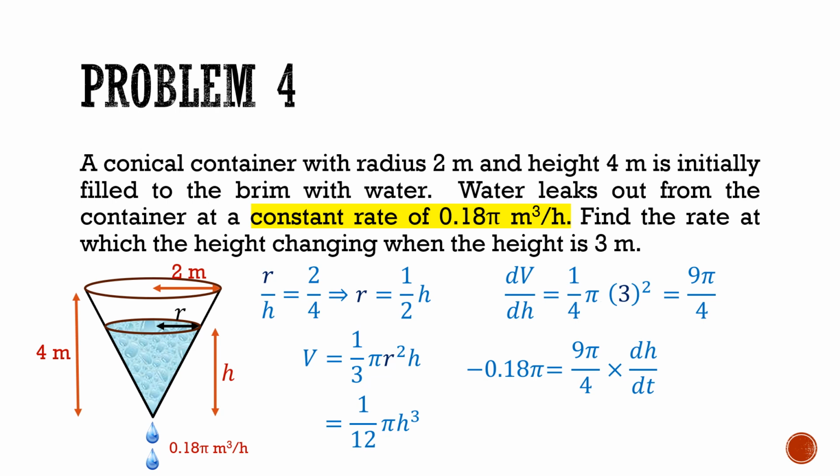And all that remains is to evaluate dh/dt. So making dh/dt the subject, it will just be negative 0.18 pi divided by 9 pi over 4. That will give us negative 0.08 meters per hour. And that's our final answer.